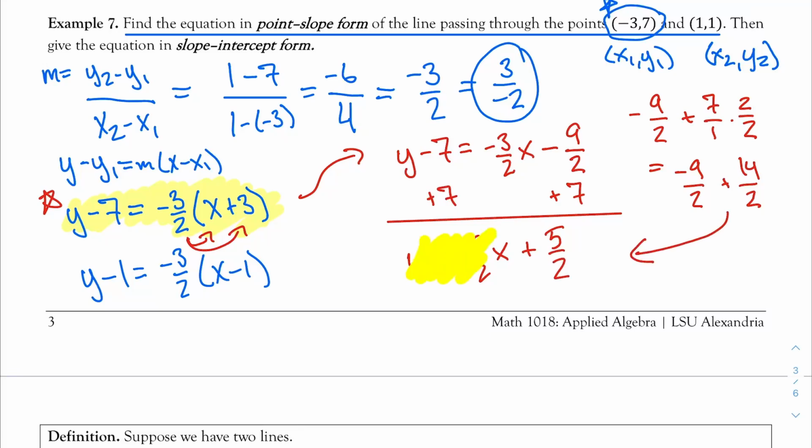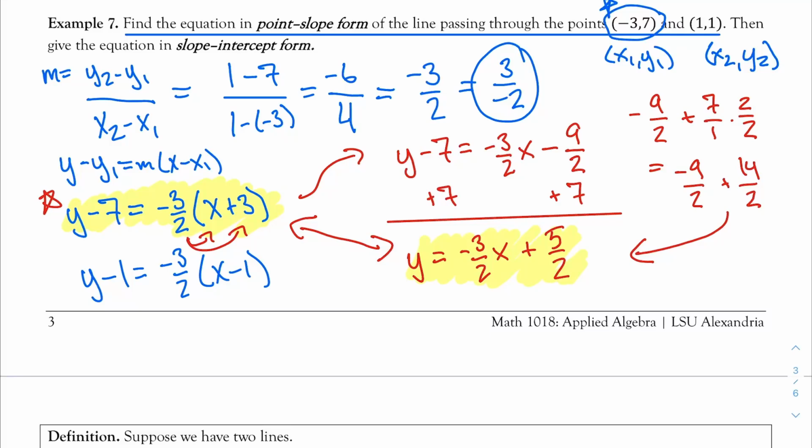Now I have something that looks like y is equal to mx plus b. So hence I have the same equation. Both of these equations give me the same type of information. They graph the same line, but they're in a different form. Thus, we are done with example 7.